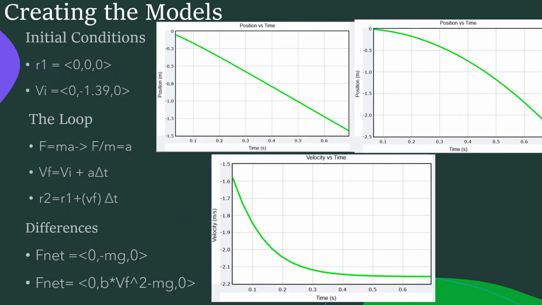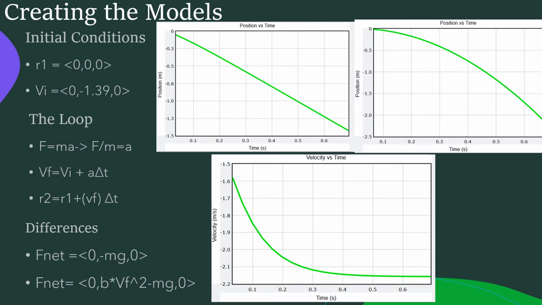To create the models, I used fundamental physics principles and the observations from Tracker. The initial conditions were the same for both models. Because the origin in Tracker was placed on the object, the initial position is 0. Using the first two sets of position time data, I found the initial velocity to be negative 1.39 meters per second.